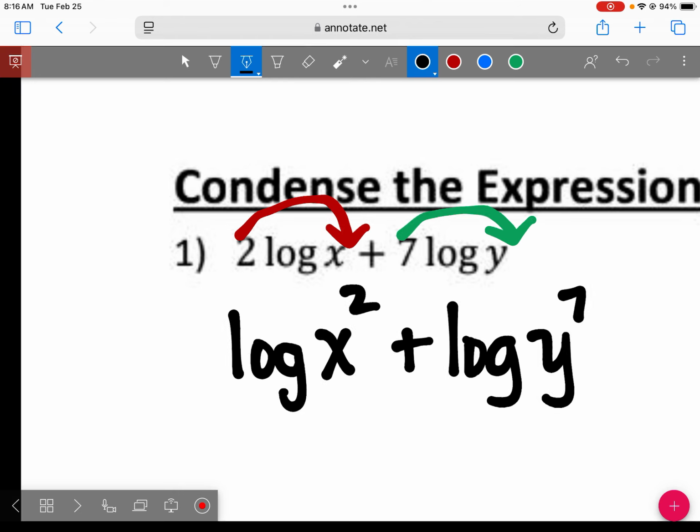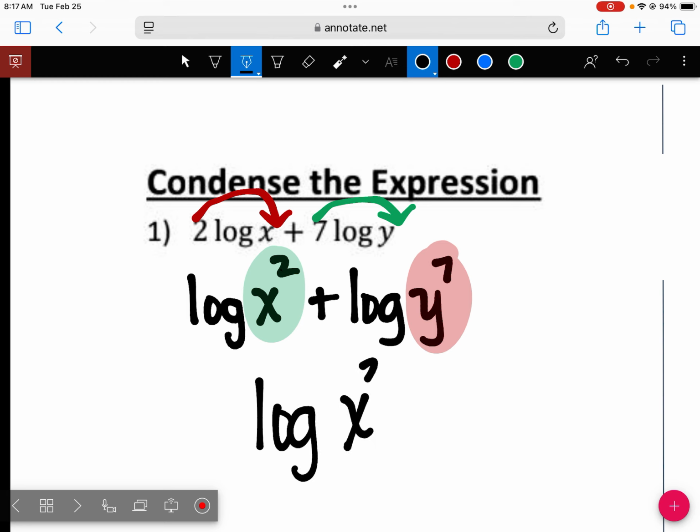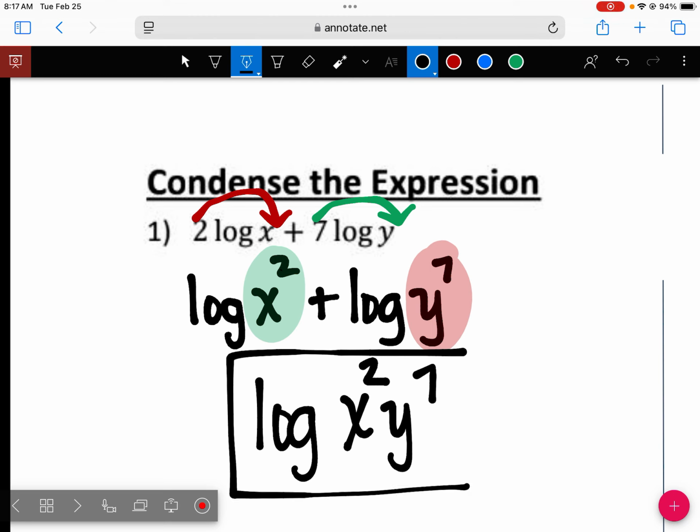Now we're going to look for what operations we have. Because we have addition, that means that this term and this term are being multiplied. So the last thing I'm going to do is condense this down to the log of x squared times y to the 7th. And that would be your final answer.